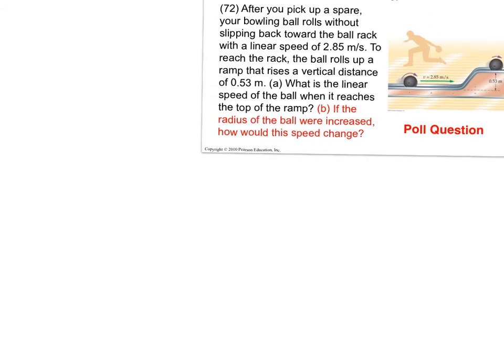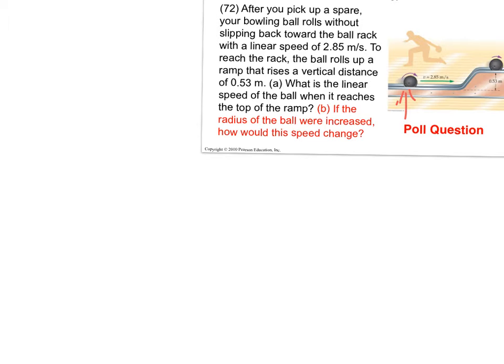Now look at the figure. If you go bowling, it says after you pick up a spare, your bowling ball rolls without slipping back toward the ball rack with a linear speed of 2.85 meters per second. So that's in the drawing at this point, right? It is moving at 2.85 meters per second. I hope you can see it. And when it moves along, it comes up to this ramp, and then it's going to rise up. Okay, it rolls up a ramp that rises a vertical distance of 0.53 meters. So that's also indicated in the drawing.